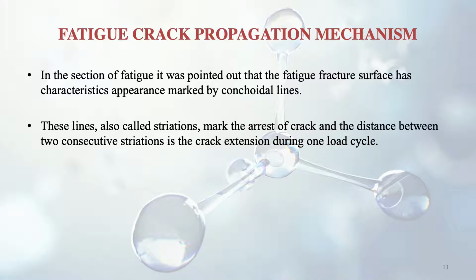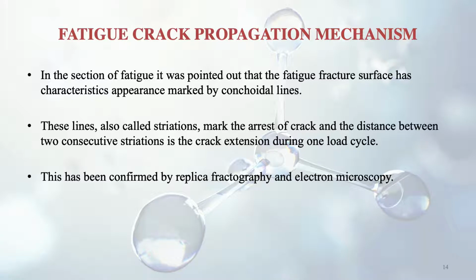So these lines are also known as the striations, and these arrest the crack from moving forward. The distance between two consecutive striations is the crack extension during one load cycle. So how much crack has grown is known through these striations. This has been confirmed by replica fractography, which is a method, and also by electron microscopy.